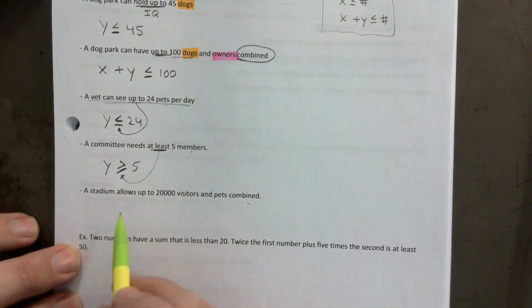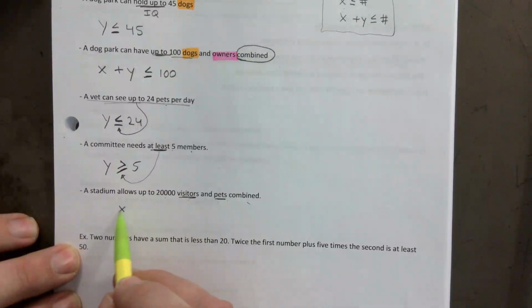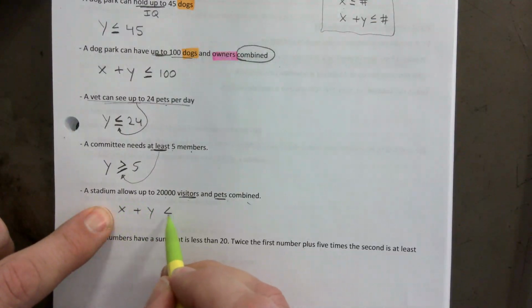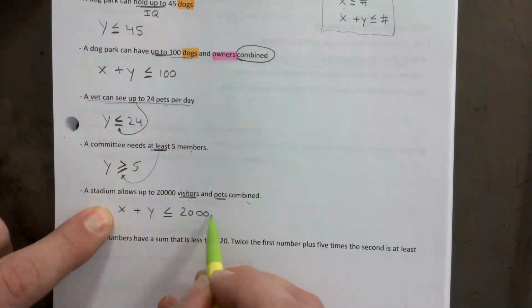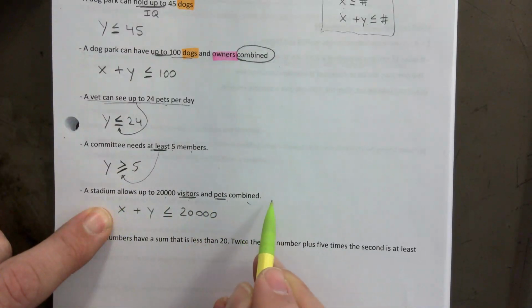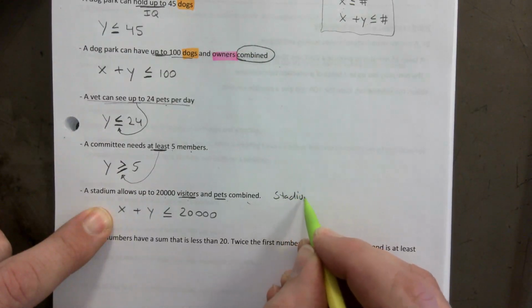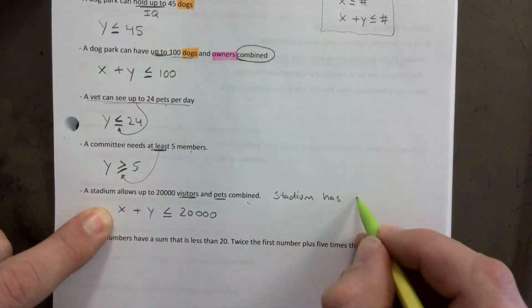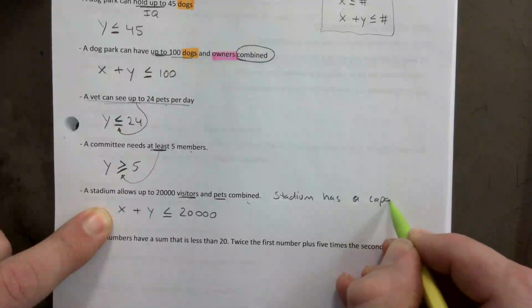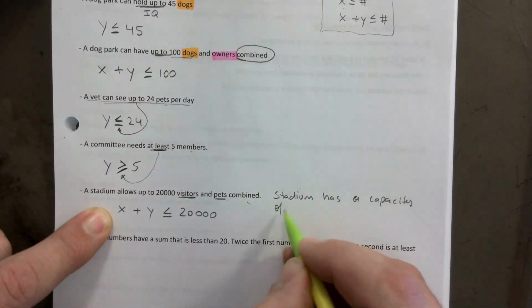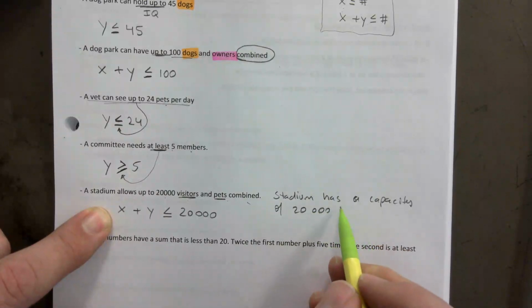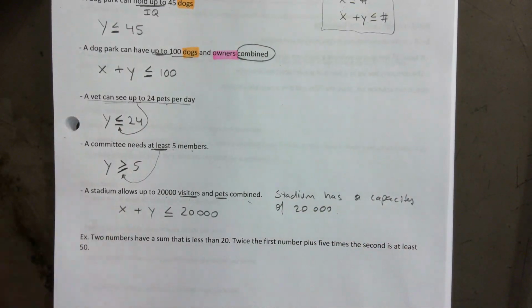So visitors and pets, so you want to combine them like this. And so this number has to be less than or equal to 20,000. And let me say another keyword here that could have been used. Stadium, write this down. Stadium has a capacity of 20,000 visitors. So it means that you can have up to 20,000 in that place. You don't have to fill it up exactly, right? You don't have to have 20,000. It just says that, hey, you could have up to that much.